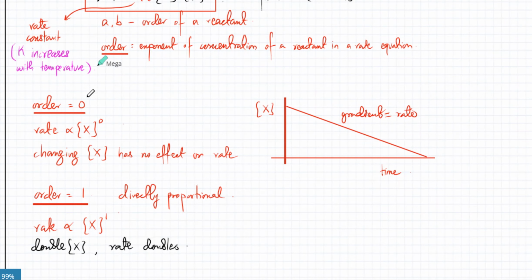Then you had order 0, which meant that if rate is dependent on the concentration of X and the power is 0, that means that changing the concentration of X is not going to have any effect on the rate of the reaction. No matter what the concentration of X is, power 0 means that it's going to come out to be 1. So the rate value would not change if the concentration changes. That means concentration has no effect on the rate of the reaction.